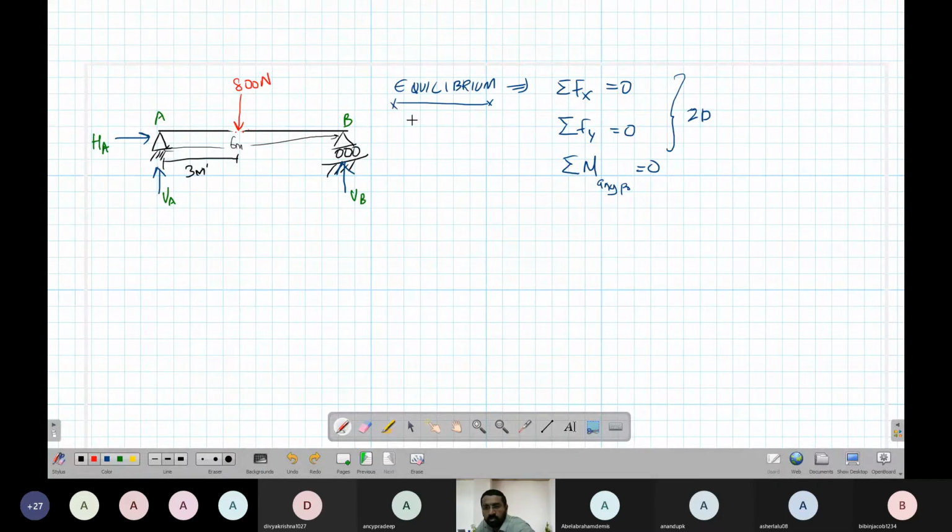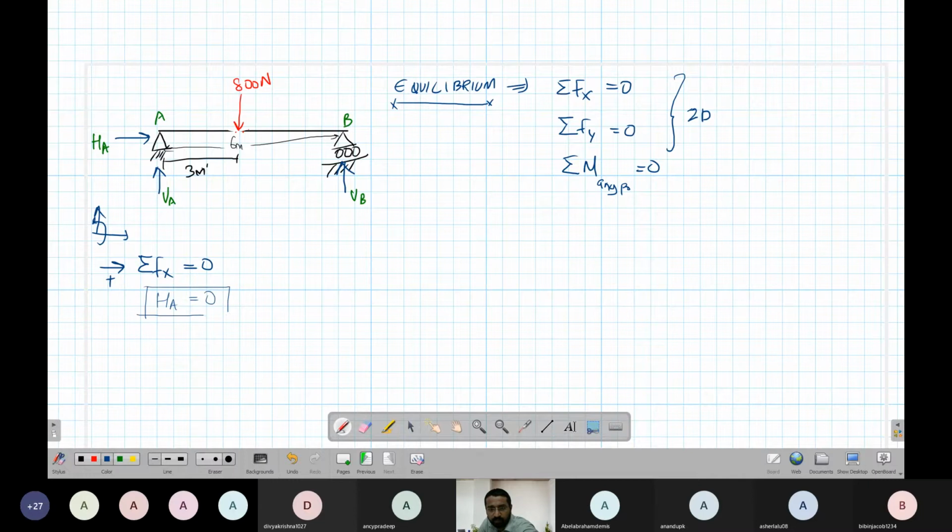Okay, now let's see how you find that. So what is the summation of all the forces in x direction? Let's say right is positive. This is a convention that we are going to use. Okay, right is positive. So summation of forces in x direction should be equal to 0. This is equilibrium condition 1. So what is the force? HA is there. There is no other horizontal force. So HA equal to 0.